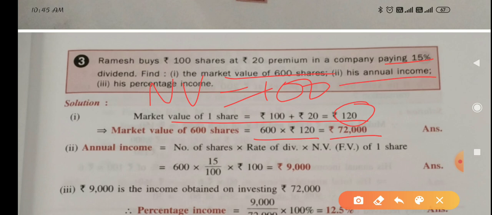You will apply the formula number of shares multiplied by rate of dividend multiplied by NV of one share. Number of shares 600, it is given in the question. 15% dividend it is given in the question. 100 rupees NV is given in the question. 100 is cancelled with 100. 15 6s are 90. 9,000 rupees is the total annual income.